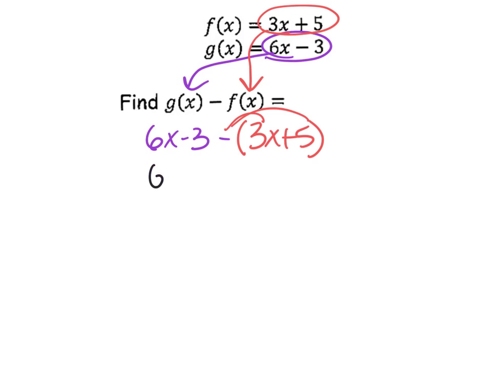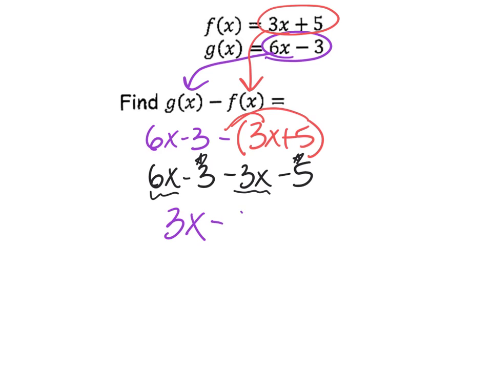So here we go. Rewrite your next line. Negative times 3x, negative times 5, minus 5. Like terms are 6x and minus 3x, and negative 3 and negative 5. 6x minus 3x. Negative 3 and negative 5, my black stars. Negative 8. Think this is easy so far? What do you guys think?